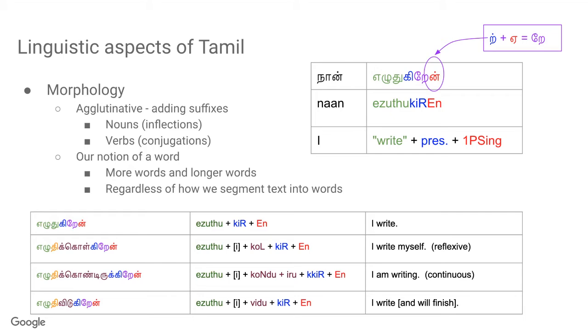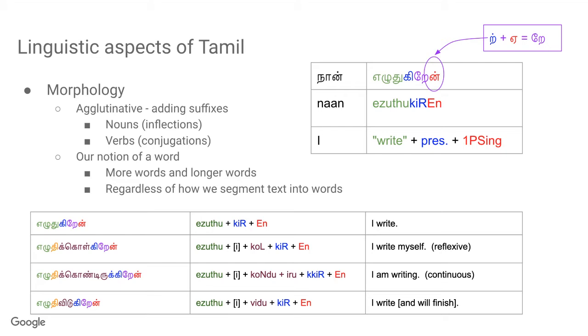Now, we still have the same notion of a word that we do in English, but compared to English, there will be more words and there will be longer words. It's a combinatorial increase because we have to include all the possible suffixes that we can add. So for verb conjugation, for every verb root, we have multiple tenses and we have multiple subject agreement ending suffixes for the person, number, and gender.